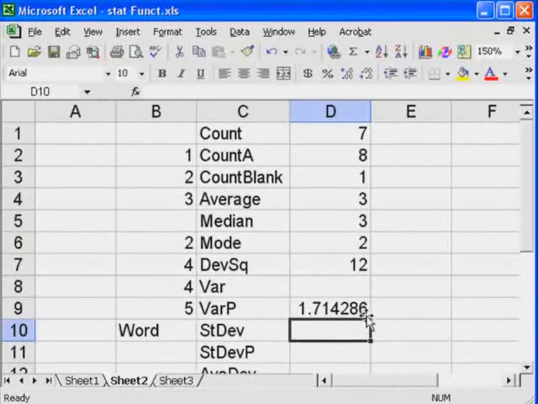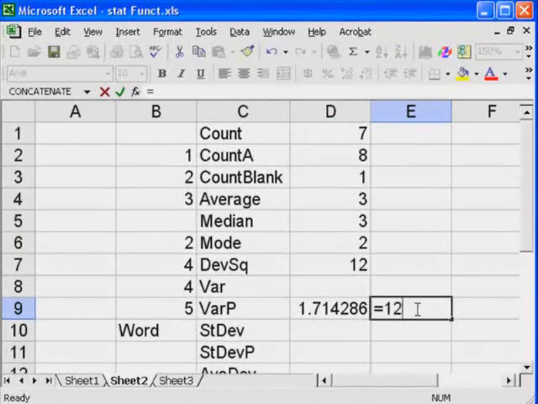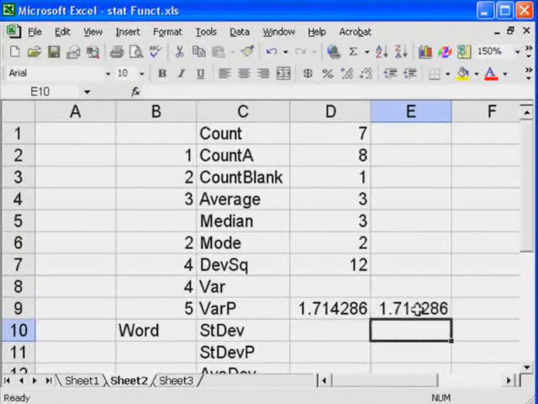Let's see if this is really 12 divided by 7. Well, I'll go over here and I'll say equal 12 divided by 7 equals, yep, that's exactly the same number.